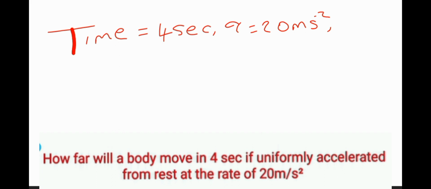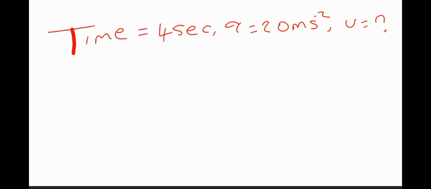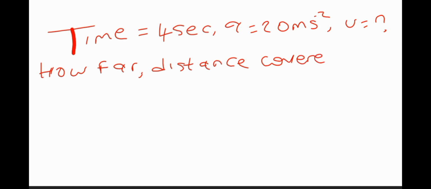So now what formula will work here? Remember that they say accelerated from rest. The rest there means they have given us our initial velocity, which is equal to 0. Initial is equal to 0 because they're asking us how far. How far means distance, which is equal to, we don't know it yet. Now what formula works best for this? Is it the first formula, the second, or the third?